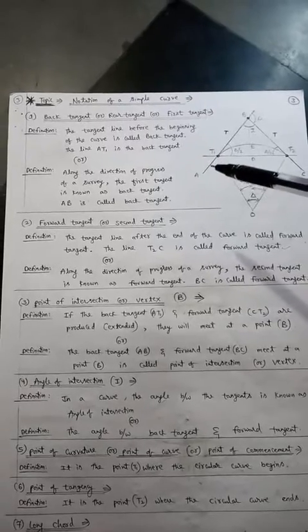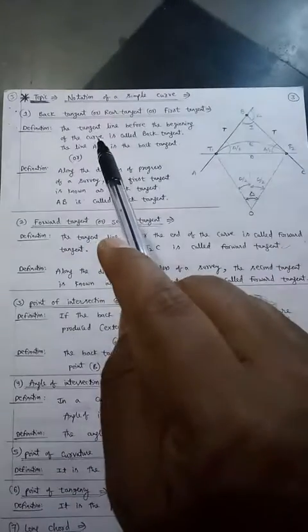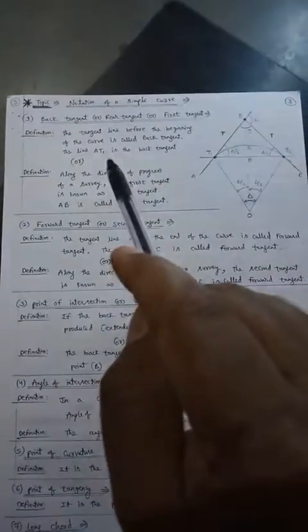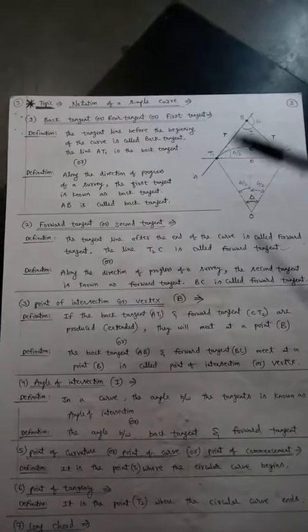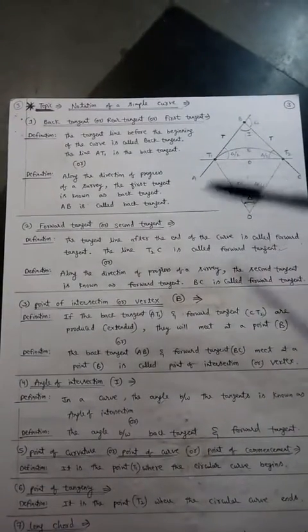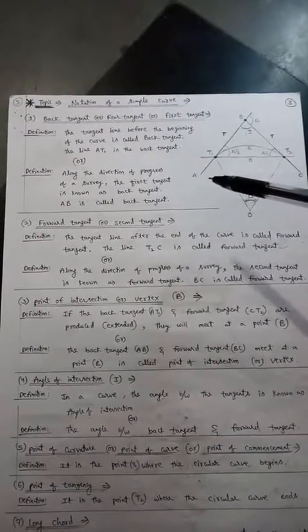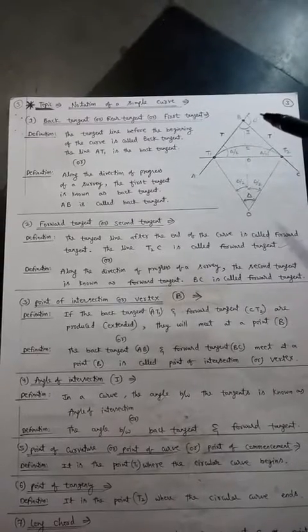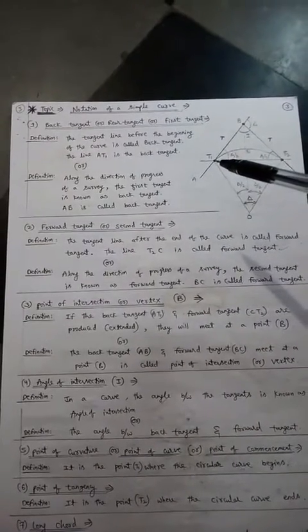So see here, first definition: the tangent line before the beginning of the curve is called back tangent. The line AT1 is called back tangent. One more definition: along the direction of the progress of survey, the first tangent is known as back tangent. AB is the back tangent, or AT1 is also back tangent.